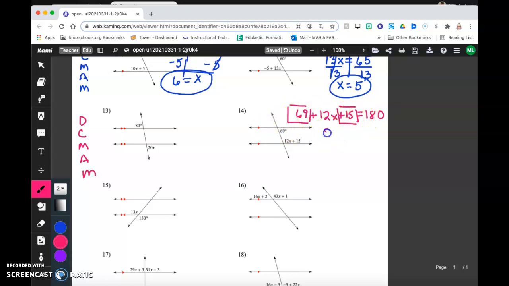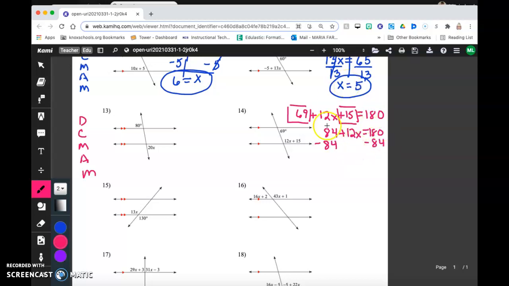69 plus 15 is 84. And then we still have that plus 12x on that side equals 180 on that side. We do not have to move a variable because we only have one variable on one side of the equal sign, right here. But we do have to add or subtract a constant because we have this number, 84, on the same side as the x still. That can't happen. We don't want to move 180 because that would leave us nothing on this side.